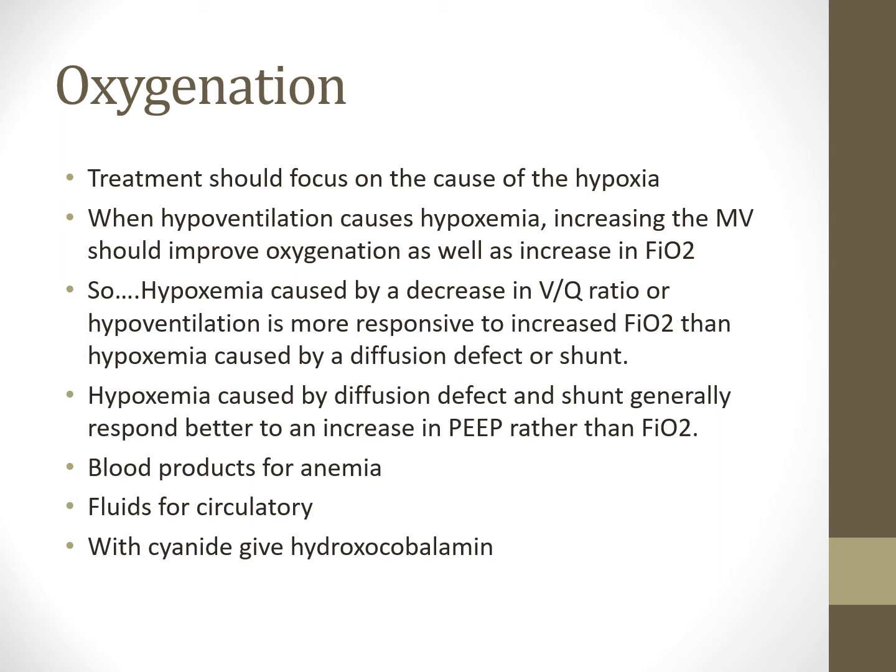Blood products, obviously, for anemic patients. Fluids if it's a circulatory issue. Fluids and other pharmacologic interventions, such as drugs that would increase ventricular contractility or decrease vascular resistance. With cyanide, you would give the antidote, which is hydroxocobalamin.